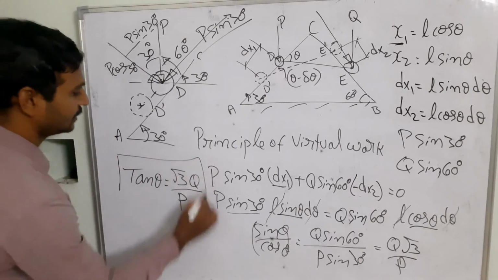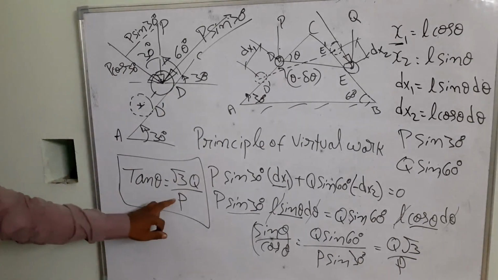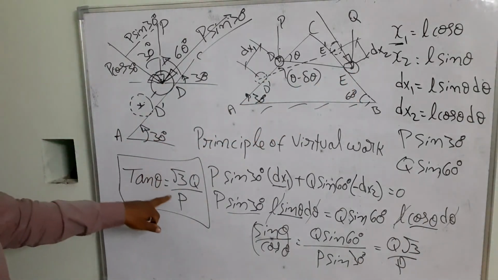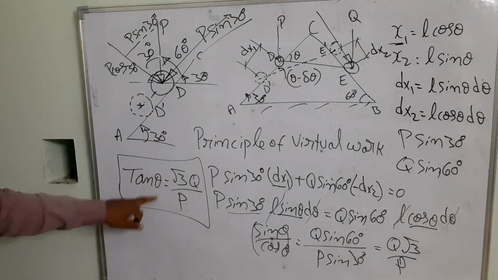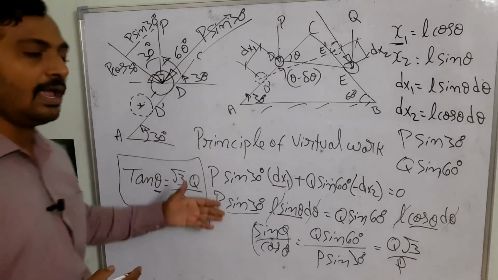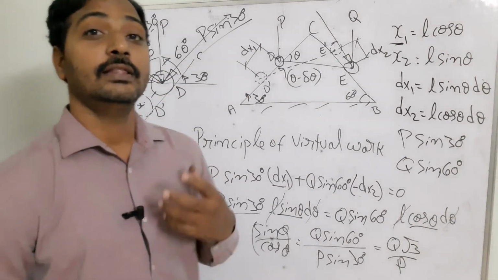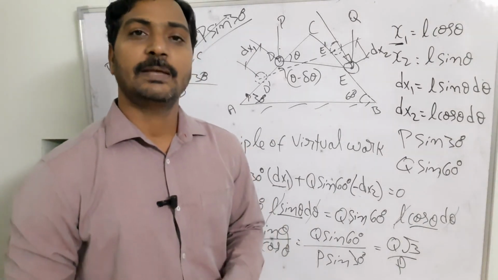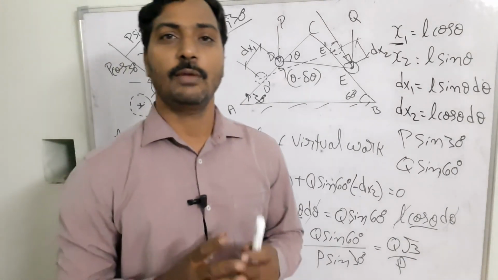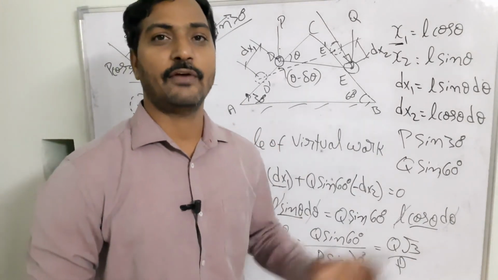So if I know the self weight of these balls, P as well as Q, I substitute those values and then I can calculate the theta easily. Okay, this way we are going to identify the unknown parameters from the principle of virtual work. Thank you. I hope you are able to understand the concepts we have explained over here.